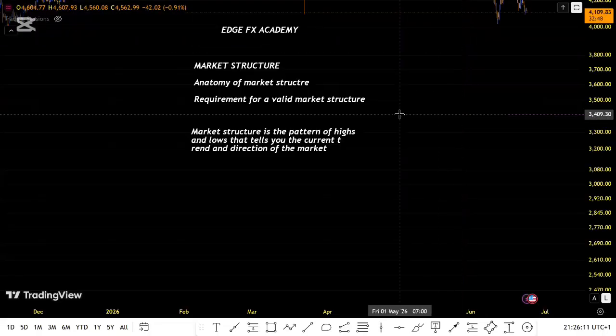Hello, traders. Today, we're quickly going to look at market structure. Thereafter, we'll move on to atomic market structure, a requirement for a valid market structure.